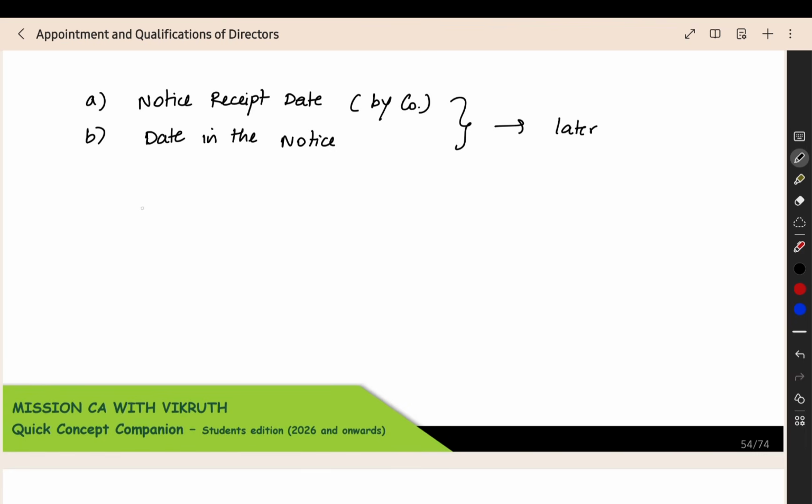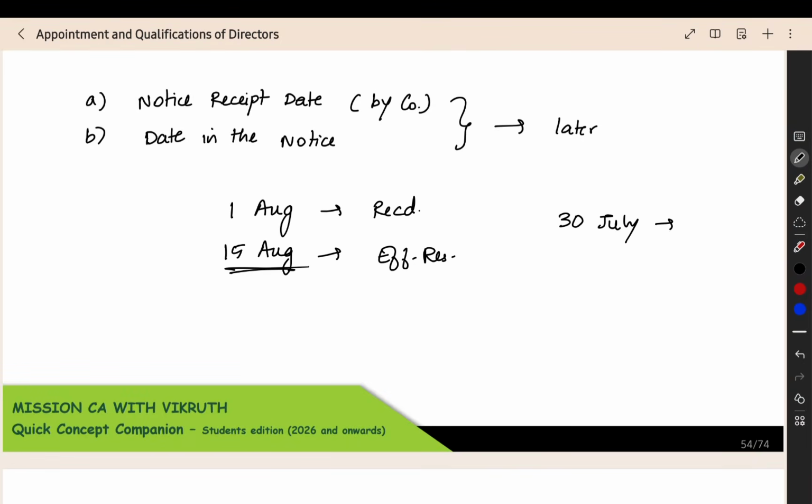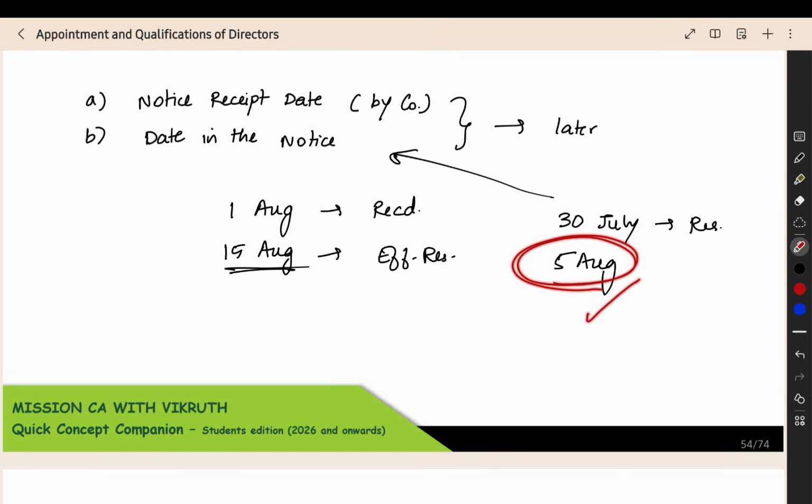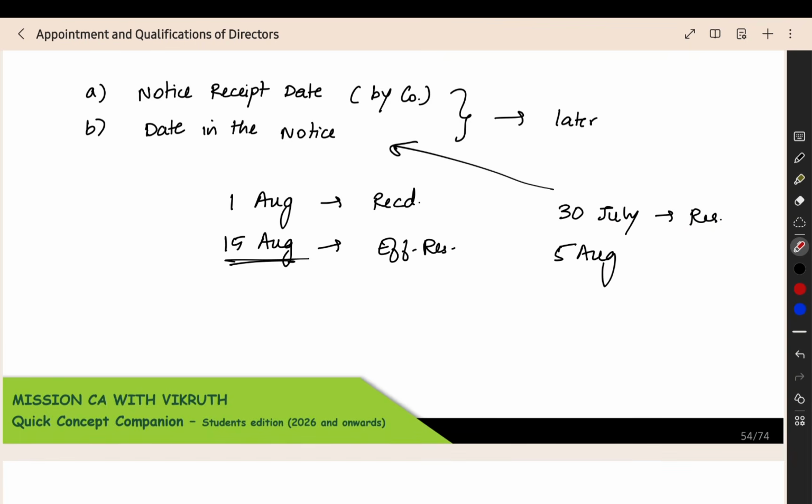For example, here we can take 1st August, the company receives the notice. And in the notice they are telling that from 15 August, the director is resigning. Then 15 August will be the date of the effective resignation. But suppose the director sent the letter saying that from 30 July itself, I am going to resign. This is the date given in the notice. But the notice itself was received by the company on 5 August. Then what will happen? From 5 August only the director will be relieved. This means that from 30th July till 5 August, the director will be liable for all the actions.